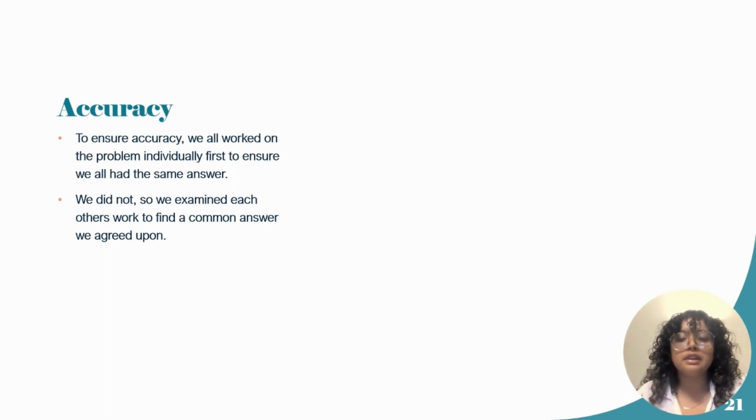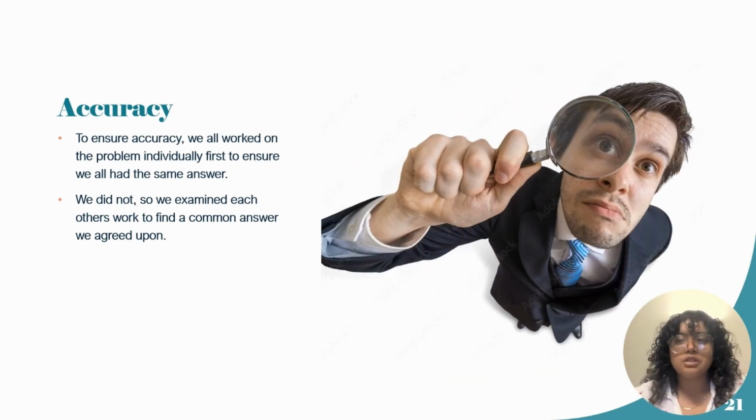So now comes the issue of, is this answer accurate? In order to ensure accuracy, all the members of our group individually worked out the problem on their own time. Afterwards, we compared our answers in order to try to find a common one. Since we had no common answer, we reworked the problem together in order to find an answer that we agreed on and that would also satisfy the problem.